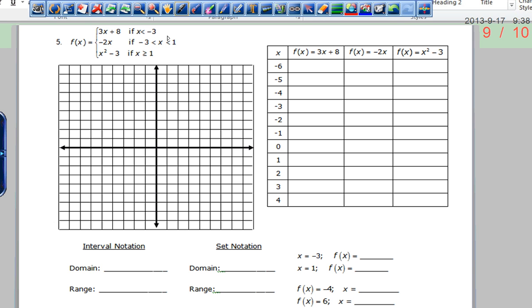We're plugging in numbers. So my first break is at -3. So I'm going to go from -3 all the way to -6, or anything less than -3 to be honest. Then I'm going from -3 to 1. And then I'm going everything bigger than 1. Okay, 3x plus 8. Plug those numbers in right there. So you can do that in the calculator if you want, or if you just want to plug them in. Either way, I'll give you 10 seconds to choose.